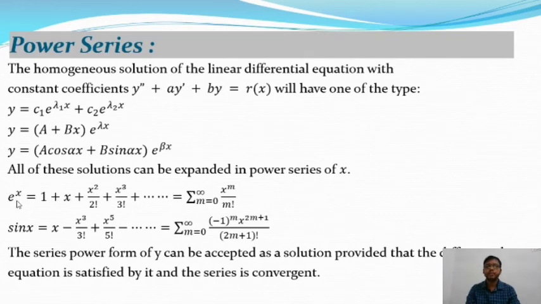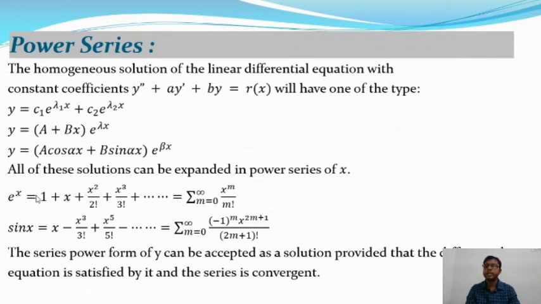So for example, say e to the power x. e to the power x is a transcendental function, you know, and the power series of e to the power x is equal to 1 plus x plus x square by 2 factorial plus x to the power 3 by 3 factorial, and so on up to infinity. By applying the Taylor series expansion, we will get this one. And the compact form of this series is the summation over m is equal to 0 to infinity of x to the power m by m factorial. So this is the series solution of the function e to the power x.